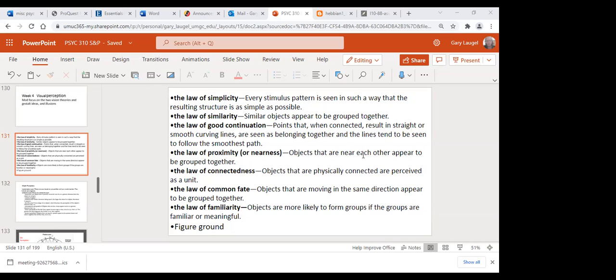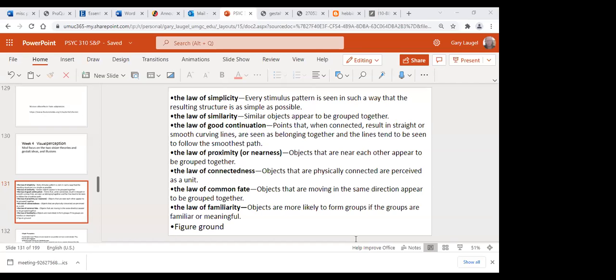And I'd like to mention a few concepts about what are called the Gestalt laws or rules, the Gestalt principles of organization. Here's a listing of the major Gestalt laws, at least some of them. The law of simplicity. In other words, every stimulus pattern is seen in such a way that the resulting structure is as simple as possible. So if you see something that looks like a cube, well, we see it as a cube.